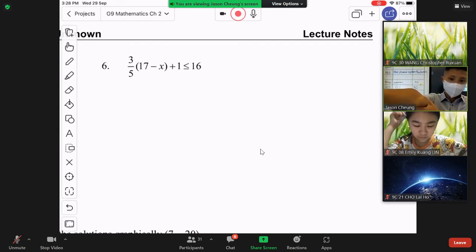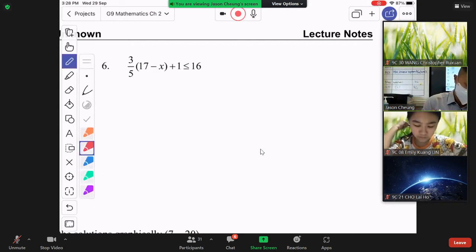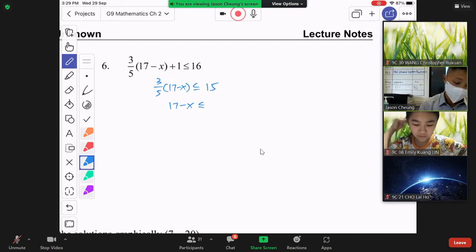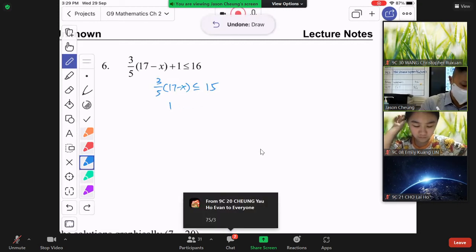Too easy. The first thing must be to move the 1 to the right-hand side first. And then we are going to multiply by positive 5 over 3. Therefore it becomes this one. Okay, 15 multiplied by 5 divided by 3. That is 75 over 3. That is 25.